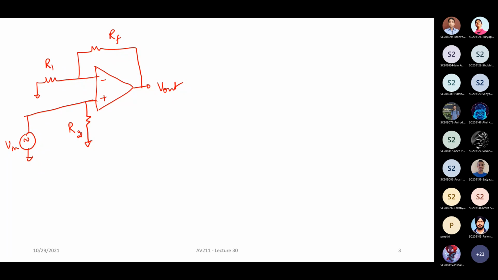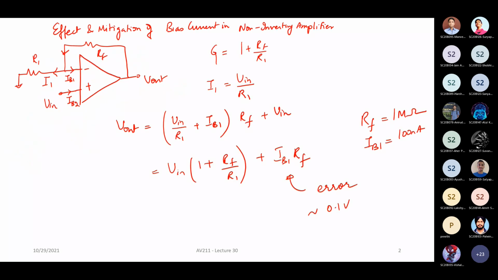So what happens is you are basically creating a path for your IB to flow. If this is going to establish IB, here the IB will also flow like this, but this R2, yes, this is indeed the case for the input bias current.